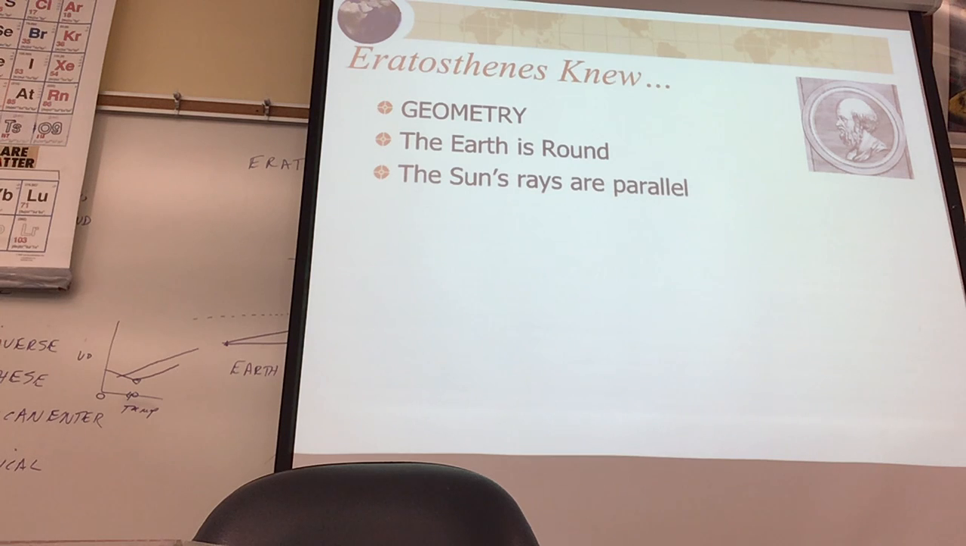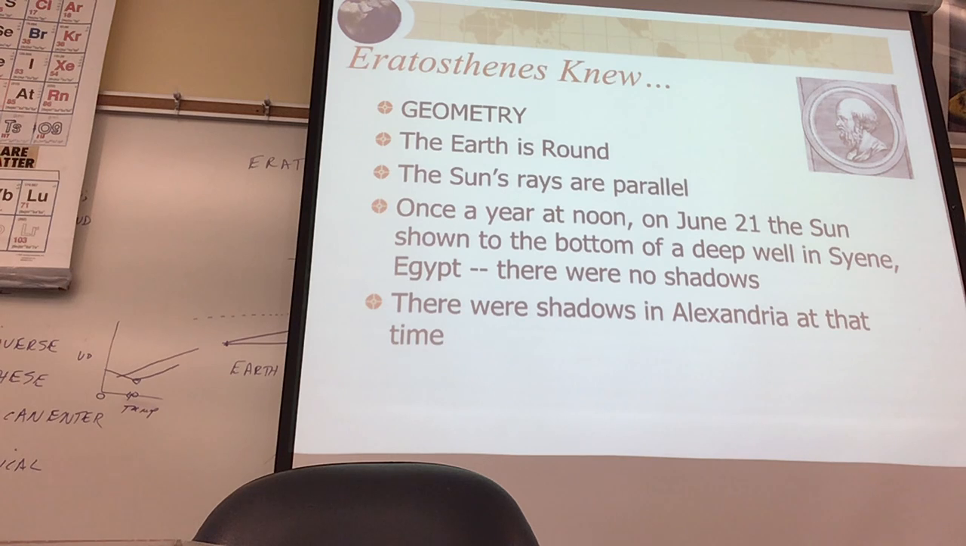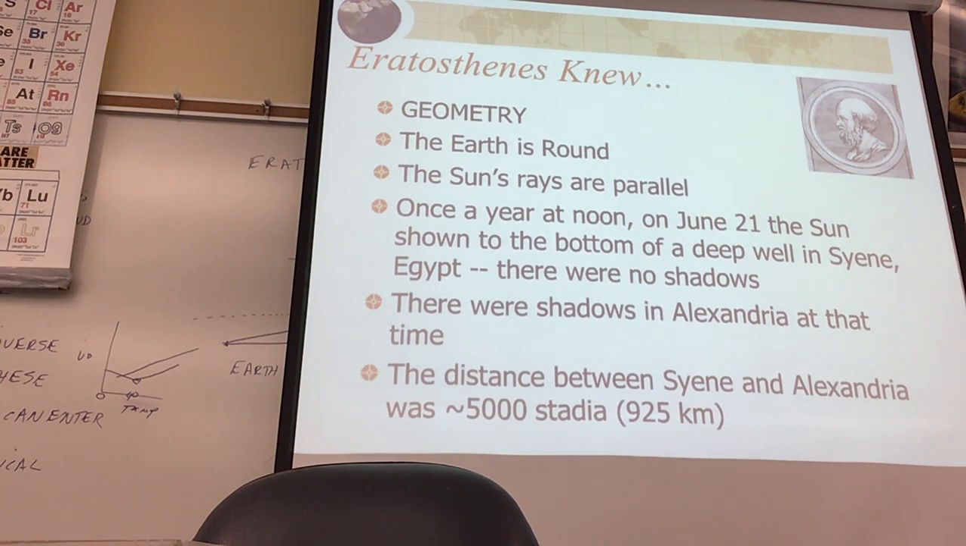Eratosthenes knew that the sun's rays were parallel, and that once a year, around the 21st of June, the sun shone to the bottom of the well in Syene. At the same time, he knew there were shadows in Alexandria, and he also knew the distance between Syene and Alexandria was approximately 5,000 stadia. That's plural for stadium, or the length of one stadium. That turns out to be approximately 925 kilometers.